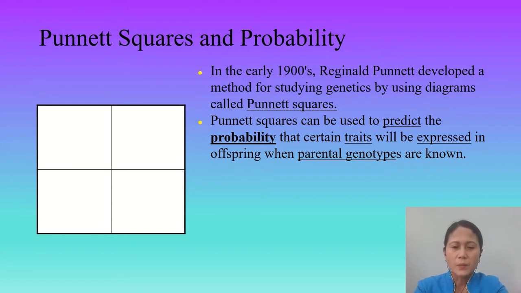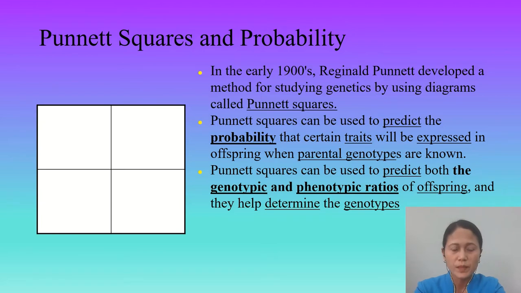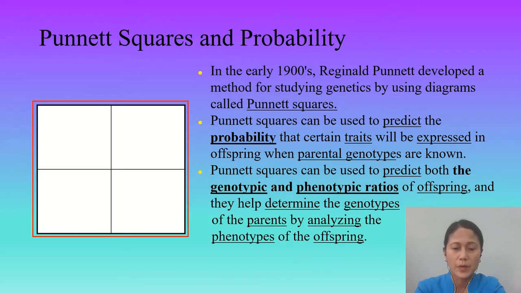Punnett squares can be used to predict the probability that certain traits will be expressed in offspring when parental genotypes are known. Now, Punnett squares can be used to predict both the genotypic and the phenotypic ratios of the offspring, and they help determine the possible genotypes of the parents by analyzing phenotypes of the offspring.